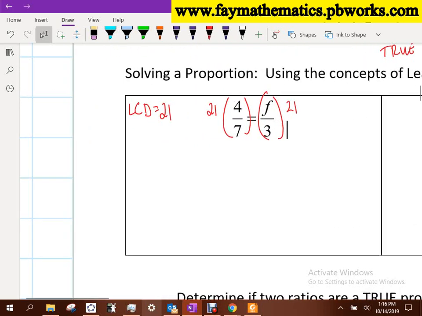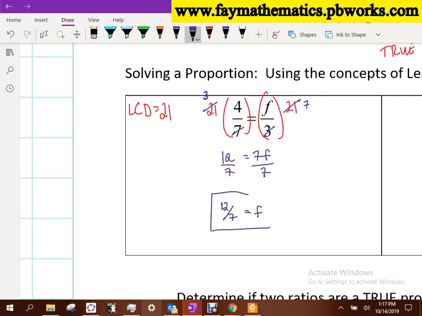Okay, now if you do that, you're going to get this 21 and that 7 to cancel, right? And what would you be left with? You'd be left with 3. And then 3 times 4 gives you 12, right? I'm multiplying this side by 21. That 21 and that 3 are going to cancel. Leaves you with 7, right? 7 times f would be 7f. Divide both sides by 7. So 12 sevenths is equal to f.